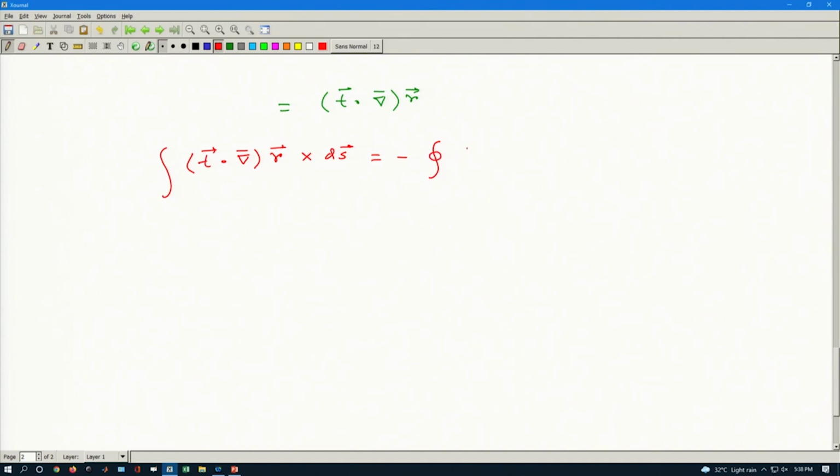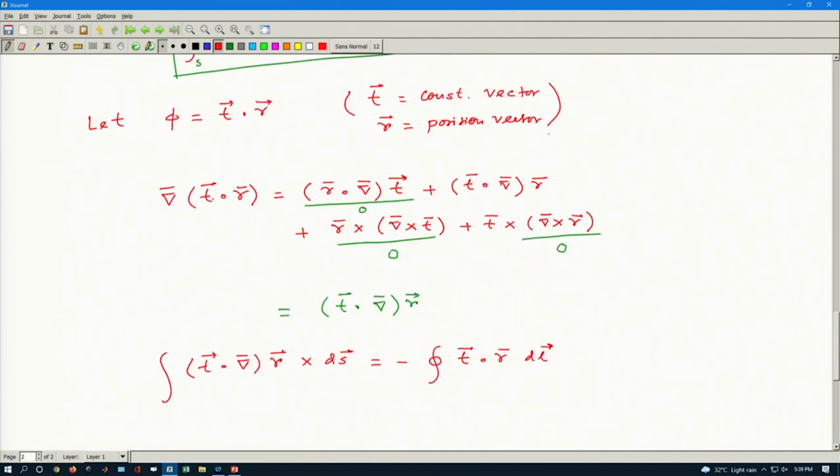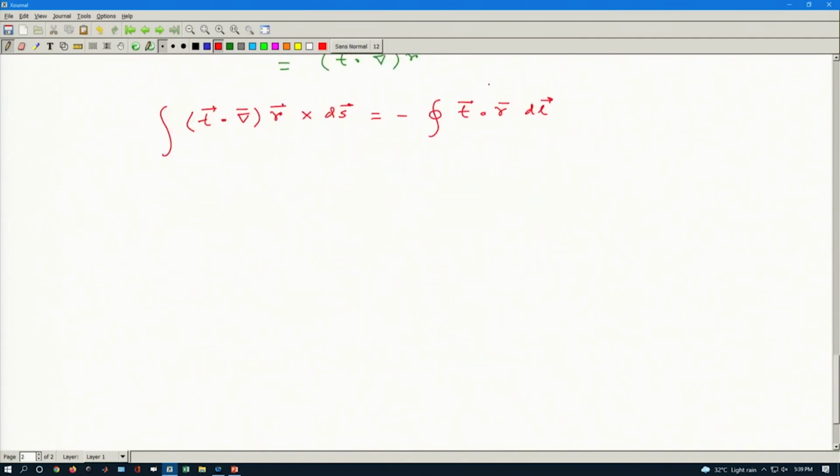So, I should have t dot r and dl. Okay. So, here I am just writing whatever the phi I am having, and that phi is here t dot r. So, I just write t dot r as a phi, just exploiting this expression whatever we had.